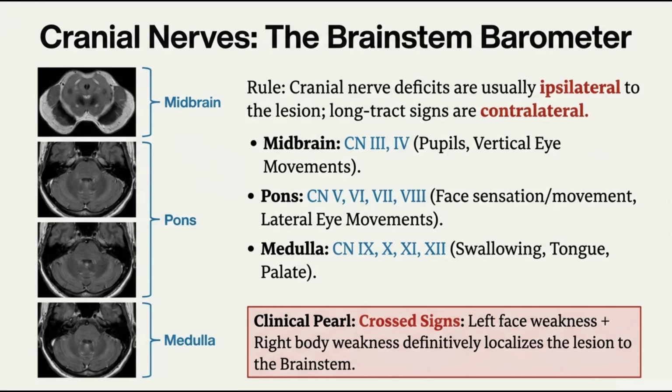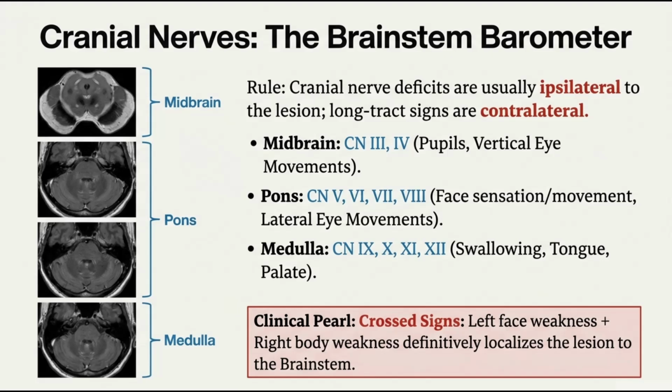So let's simulate a stroke in the right pons. Okay. What happens? Great. So a small lesion in the right pons. First, it's going to hit the right facial nerve nucleus. The result, the right side of the patient's face is weak. Ipsilateral, same side. Right. But that exact same lesion also hits the corticospinal tract that's just traveling through the right pons. And remember, that tract is destined for the left side of the body, and it hasn't crossed yet.